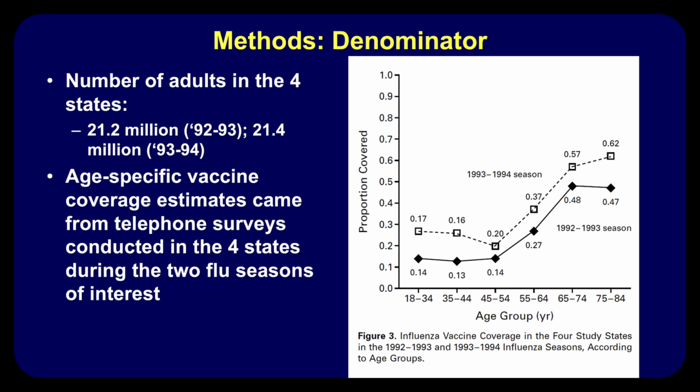We also relied on, the reason we picked these 4 states is because there were population level surveys on flu vaccine coverage in those states. And so we were able to go back and look at the proportion of people that were vaccinated by age in each of those 2 flu seasons here, shown by the 2 lines. This was the 92-93 season, and this was the 93-94 season. So flu vaccine coverage went up a little bit in every age group, and in both seasons it increased substantially with age, which is expected. In the 4 states, this represented about 21.2 million people.